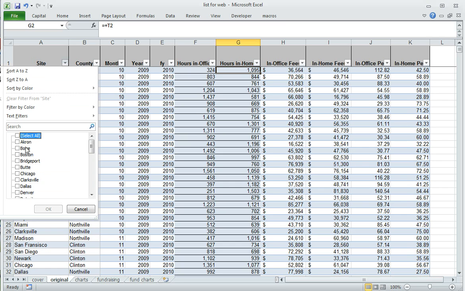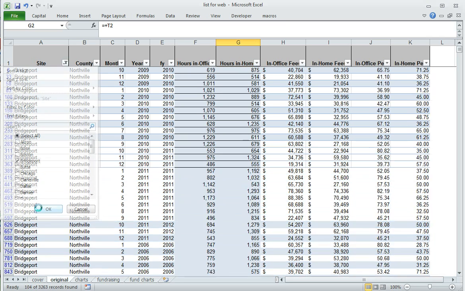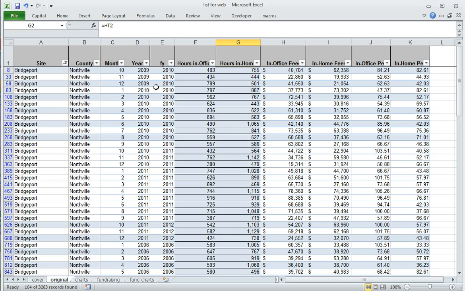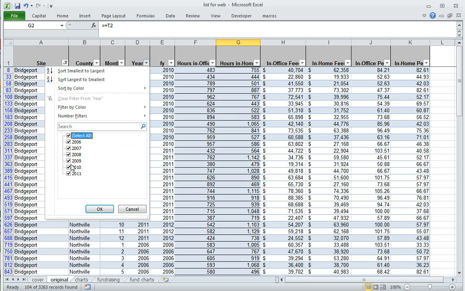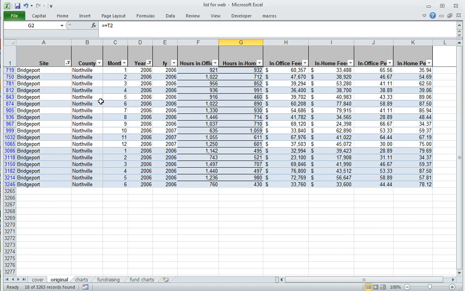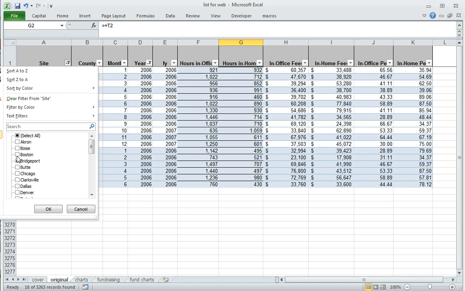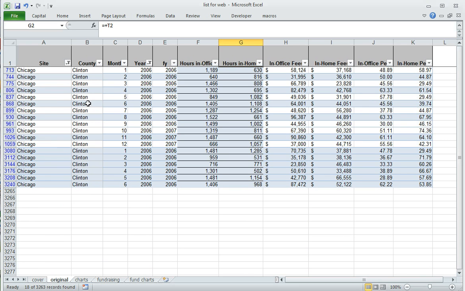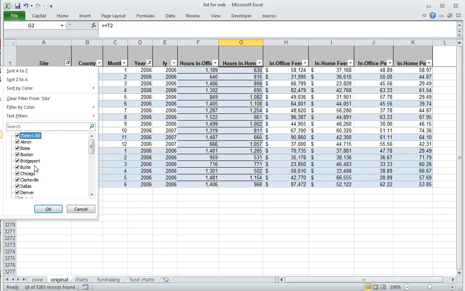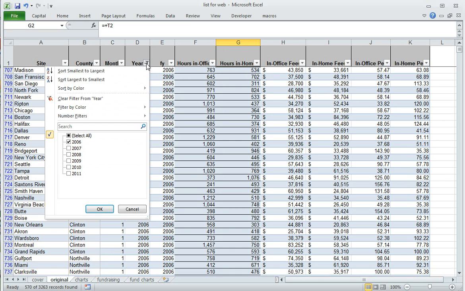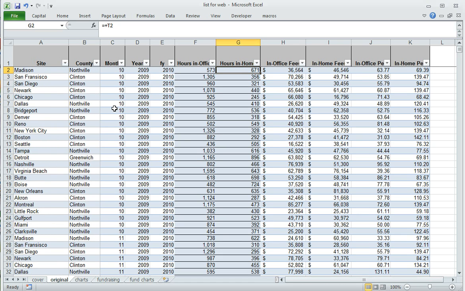I'm going to put an easy way of looking at the data, and I'm going to put a filter on for the site of Bridgeport and for fiscal year 2006 only. So there's Bridgeport for 2006. And then I can say, no, I really didn't want that. What I want is Chicago. There's Chicago for 2006. So that's a very quick, very easy way to analyze data. It's a little awkward sometimes trying to put it together and filtering it sort of one by one.